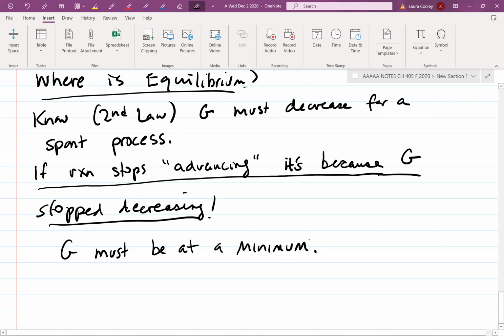Because if going forward would decrease G, it would be going forward. And we know that it just came from backward, right? It just came from where there were more reactants. And we know that it went forward from there. So we know it was on the way down, and now it's stopped decreasing. So the Gibbs free energy must be at a minimum.